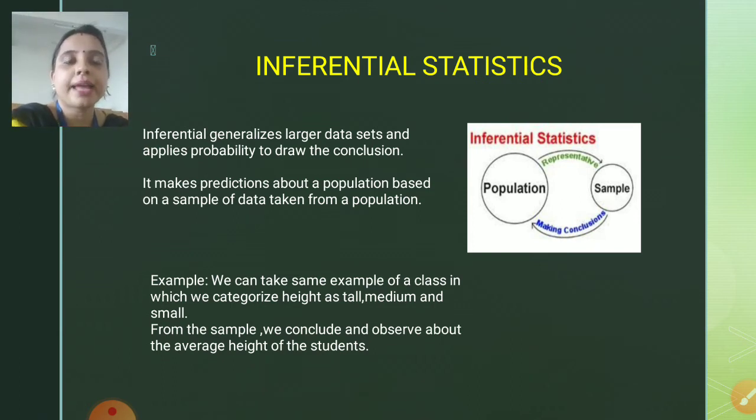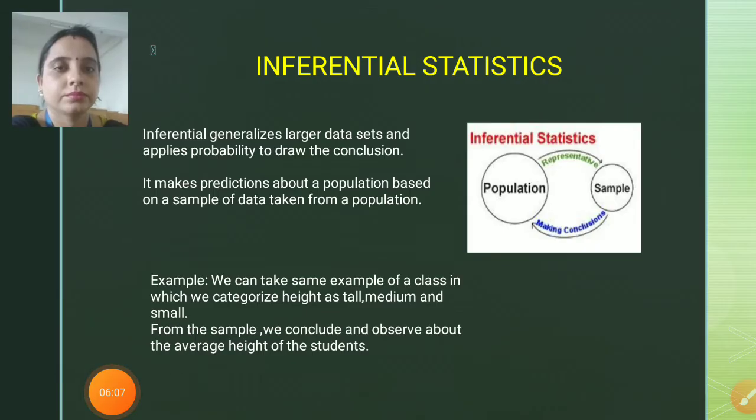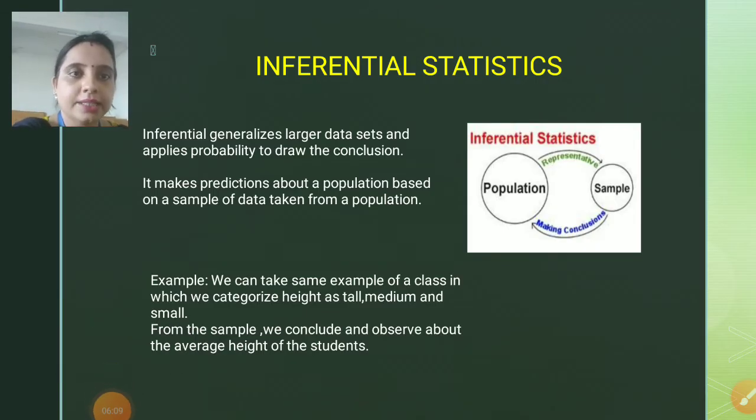Now, how is it applying probability to draw the conclusion? It is basically making an assumption, or you can say probability is a sort of assumption. It is assuming that yes, this would be a result considering the following data. Like if we consider the same example of a class, in which we can categorize the height as tall, medium and small.